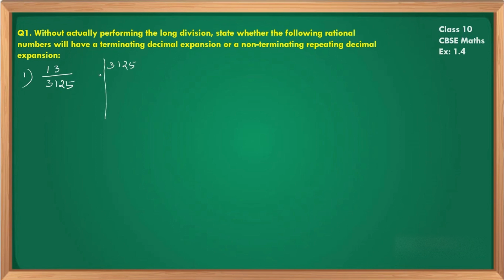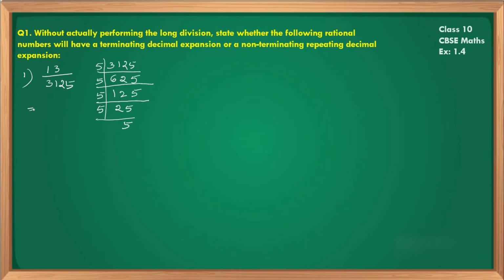To factorize, let us start by dividing it by 5. 5 6s are 30, 5 2s are 10, and 5 5s are 25. It can be divided by 5 again. 5 1s are 5, 5 2s are 10, and 5 5s are 25. Once again by 5, 5 2s are 10, and 5 5s are 25. Lastly, 5 5s are 25. Now you can see 3125 can be written as 5 to the power 5.